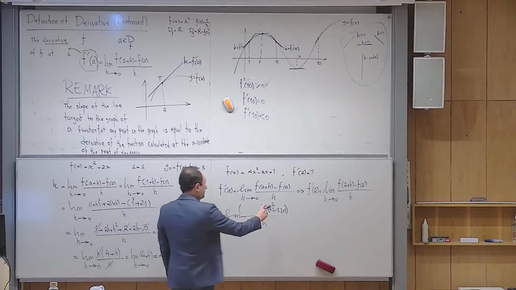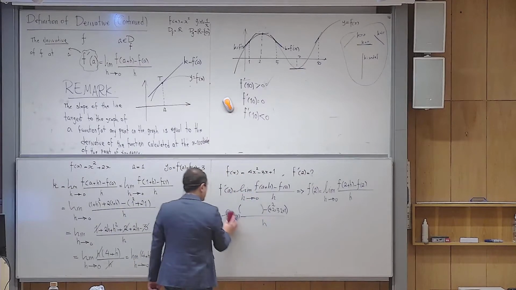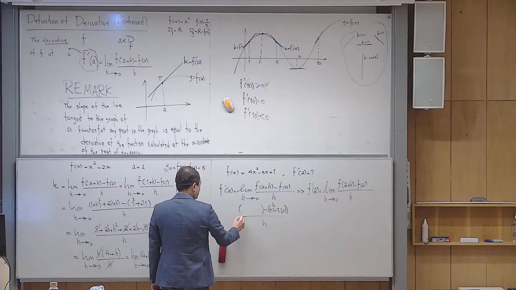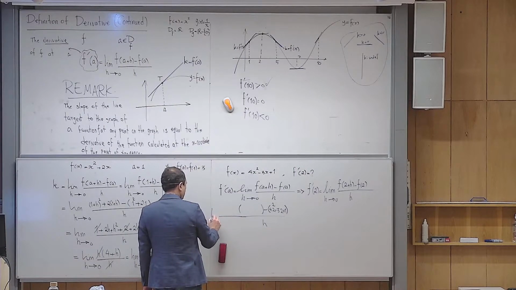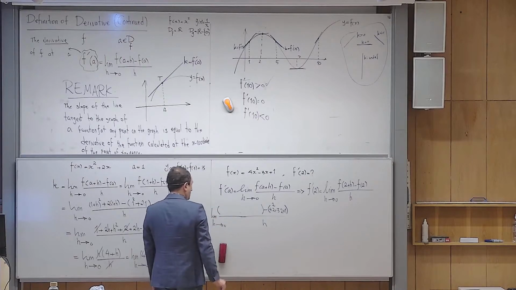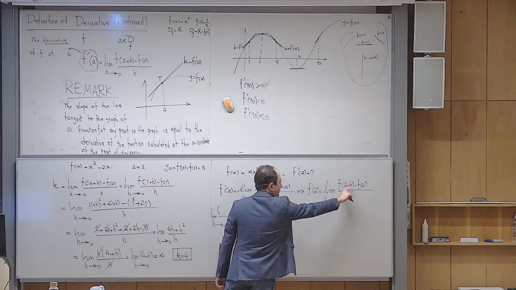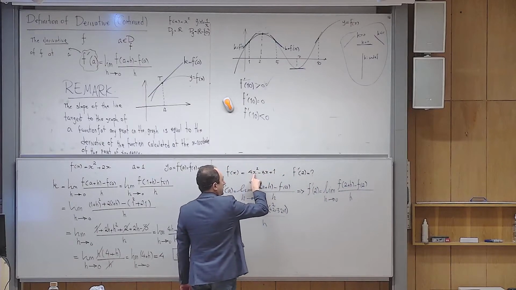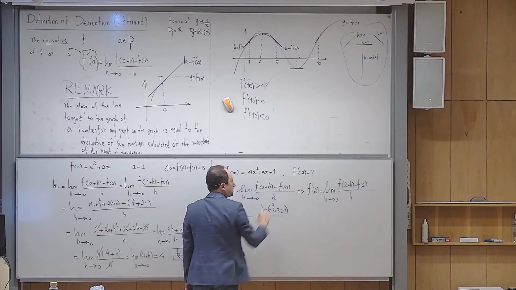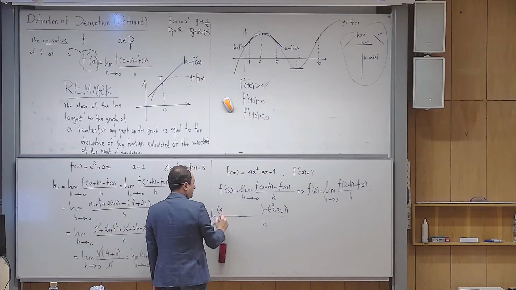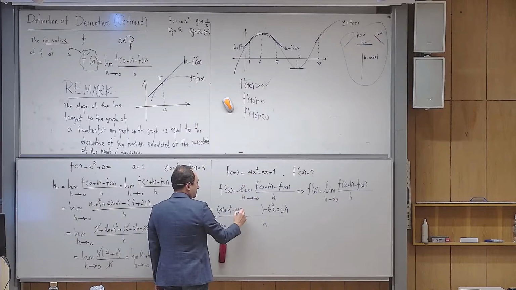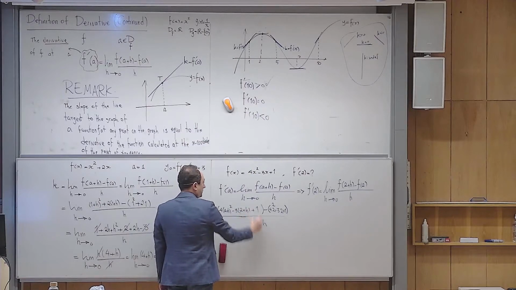But what should I do for this one? I need a little bit more space now. So what is f of 2 plus h? 2 plus h will play the role of x. So every appearance of x should be replaced by 2 plus h. So this becomes 4 times (2 plus h) to power 2, minus 3 times (2 plus h), and then plus 1.